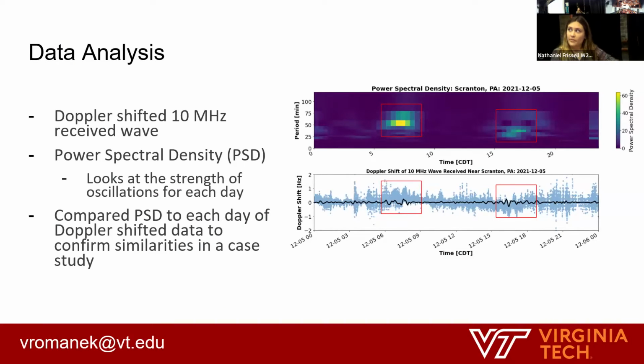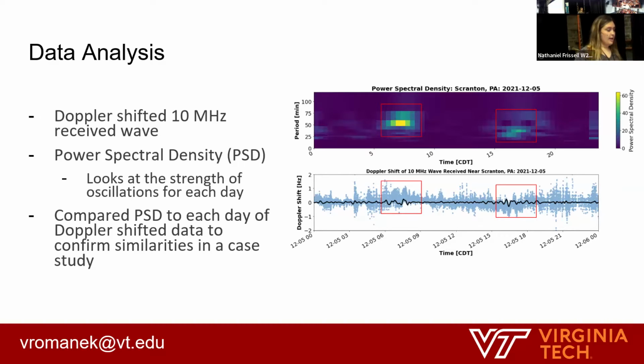A brief overview of what I found working with the Grape data. Each day, the Grape outputs a file that shows the Doppler shifted received frequency, so how much the received frequency is deviating from the 10 megahertz transmitted signal. I filtered that data using a low-pass filter, and then I performed a power spectral density.